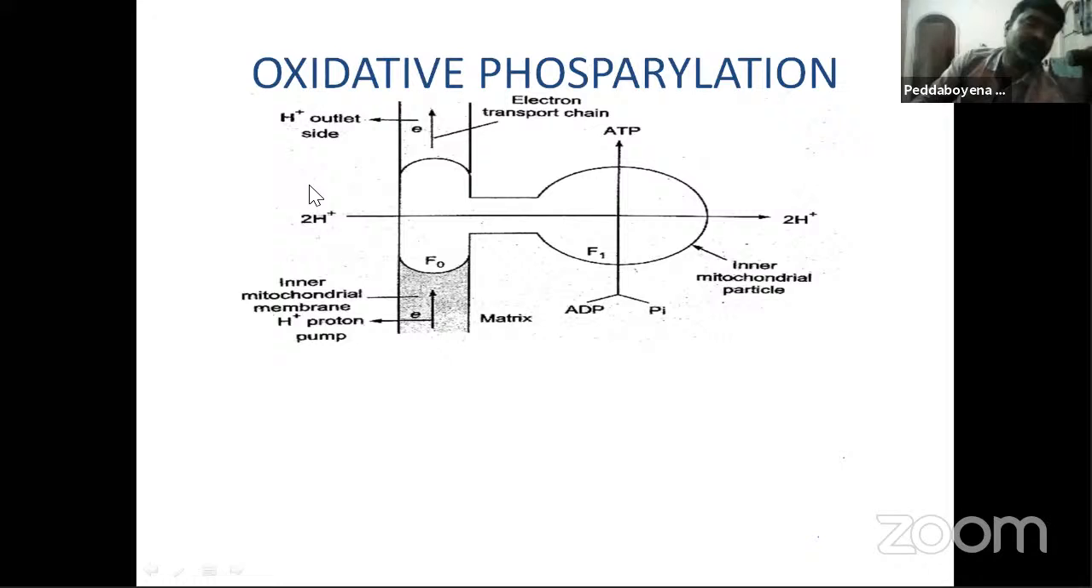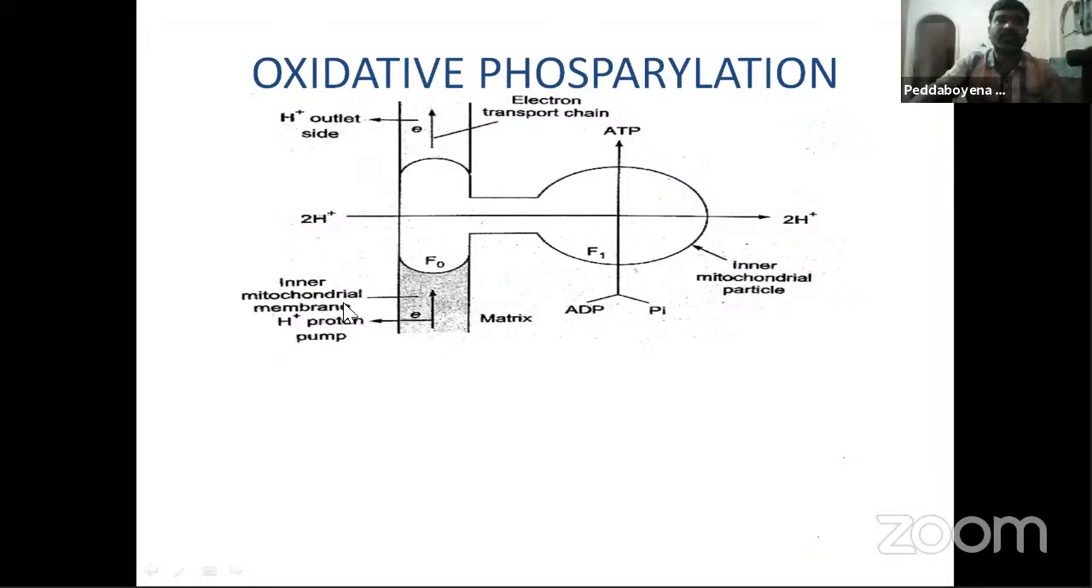In oxidative phosphorylation, this is the outer membrane side, the inner mitochondrial membrane space, and this is the matrix side. The proton gradient is high in the inner mitochondrial membrane space. It is not permeable to the transfer of protons, so for equalization the protons come from the matrix side. That is according to Peter Mitchell's chemiosmotic hypothesis.